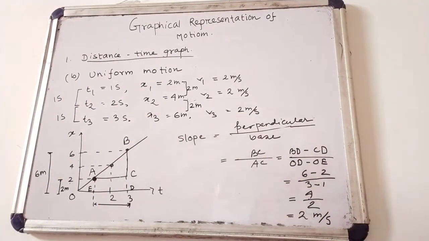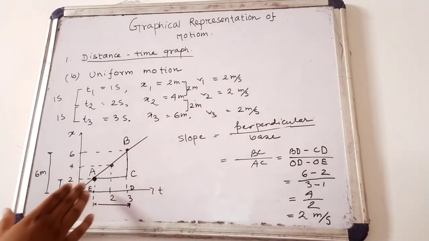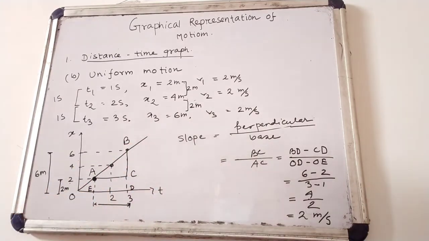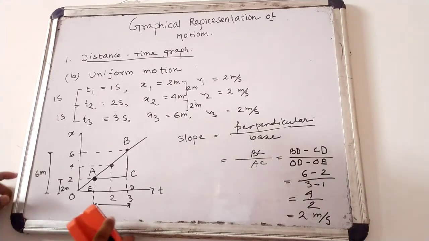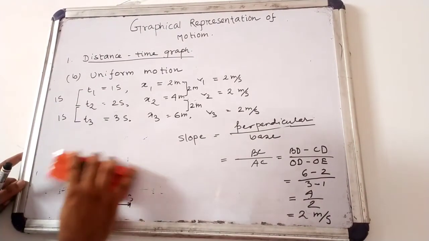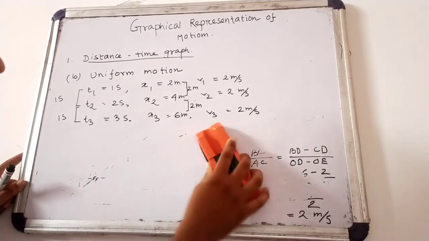In this way, from a distance time graph we can calculate the velocity of the object. For this, we just have to take 2 coordinates on the graph, then make a triangle like this, and then find the ratio of perpendicular by base of that triangle. In this way, if we calculate the slope of the graph, then we can calculate the velocity of the object. So next we will discuss the velocity time graph.